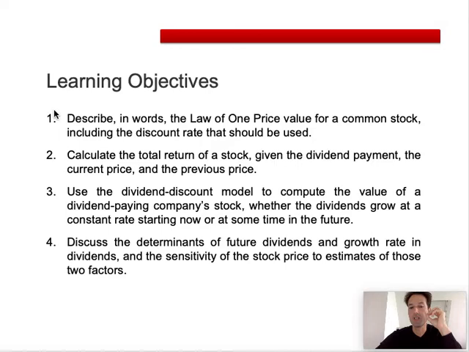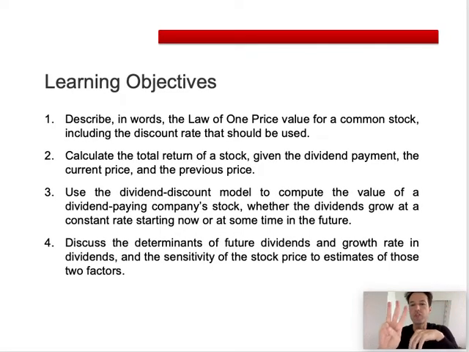The first one is that you should be able to describe in words the law of one price to value a common stock using the underlying cash flow, which is the dividend that goes to the investor, and the discount rate that should be used. Number 2 is that you should be able to calculate the total return of a stock. And the total return of a stock can be broken down into the dividend payment and the capital gain, which is related to the current price and the previous price.